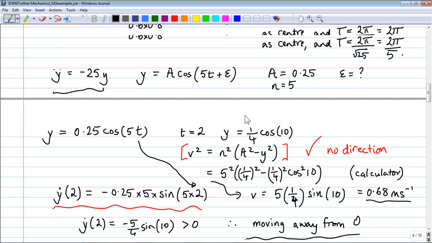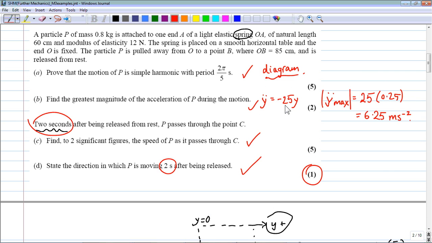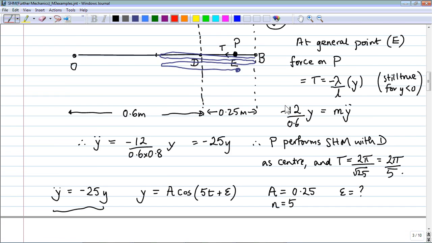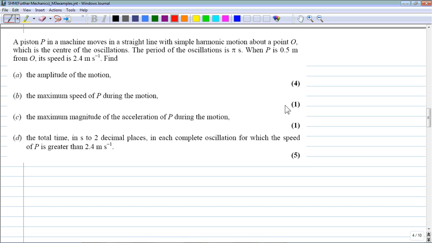Okay, so the last part, the answer is moving away from O towards B. Yeah, there we go. Notice it's only 1 mark. Alright, so that's a good example of just you doing basic calculations of an SHM motion. The second one is similar, maybe it has just a little extra trick to it.